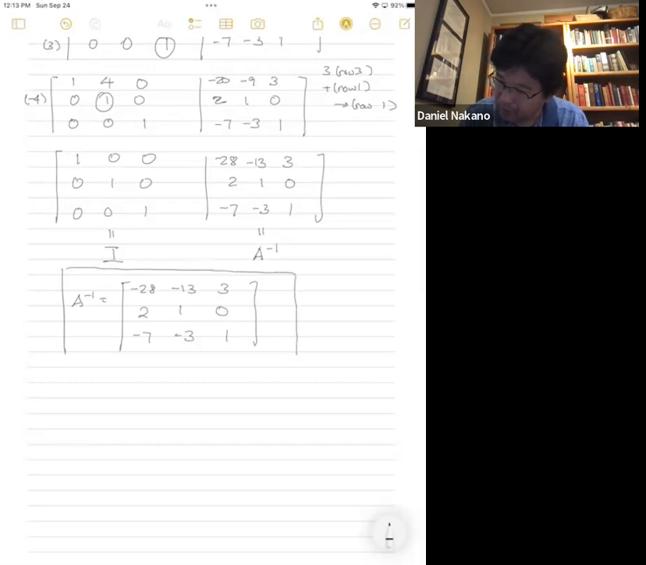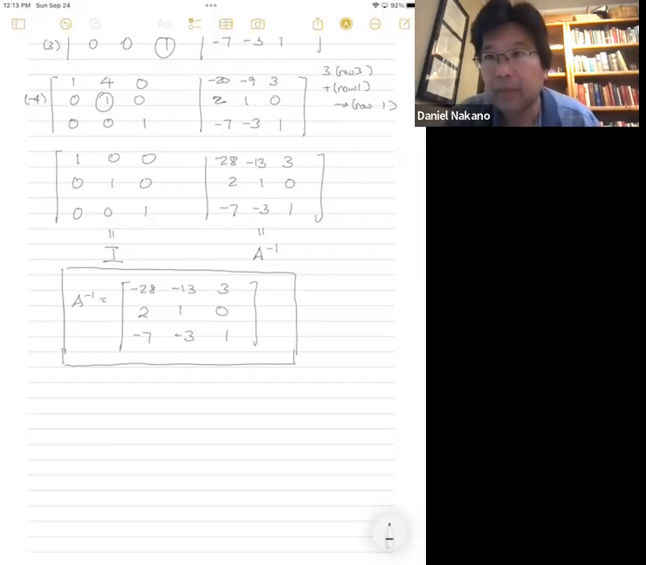Okay, so the answer is A inverse is equal to this. Okay, great. So this concludes this presentation on inverses, the second part. And so I will actually continue on with another video later on in terms of looking at the implications of this algorithm in terms of the theory that we've learned so far. Okay, again, thank you for your attention.